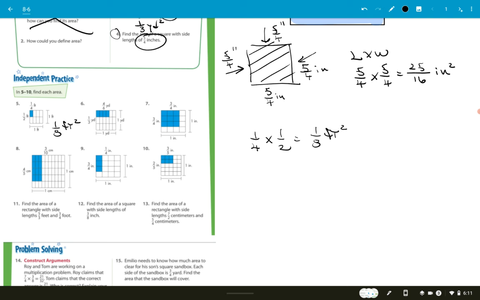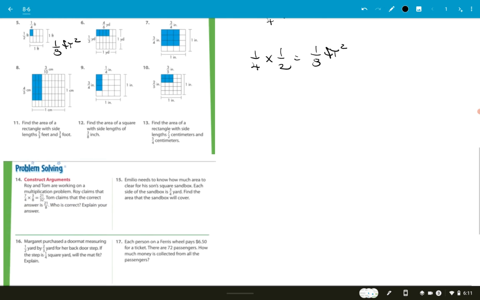Okay, so just the shaded area is what they're talking about. So remember, area is length times width. You guys can do these. Number 11, 12, and 13, find the area of a rectangle with side lengths of, you can do that one. Number 12, find the area. Okay, there we go, a square. They're talking about a square. So that means all 4 sides are going to be 3/8 of an inch. Don't get fooled. Don't get confused. So it's going to be 3/8 times 3/8.